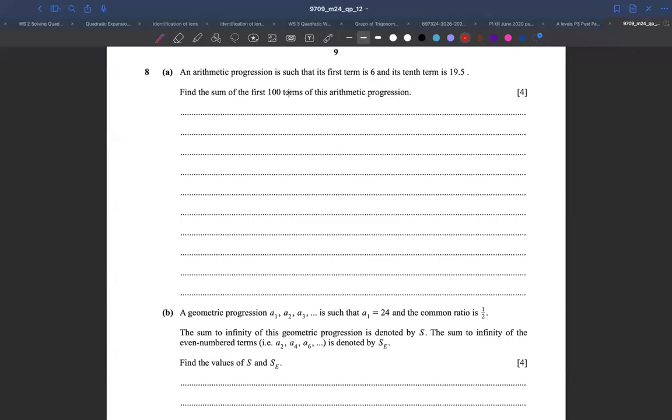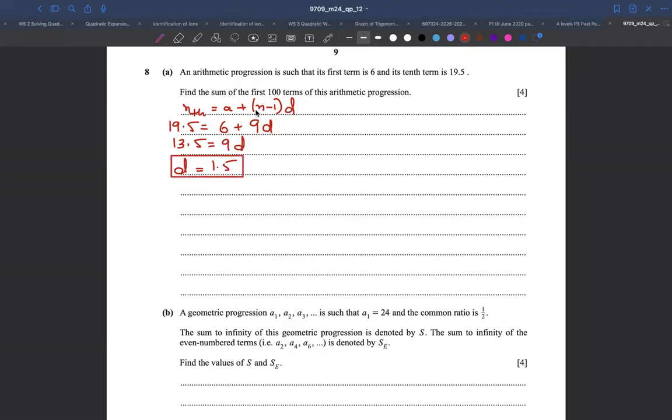An arithmetic progression is such that its first term is 6 and its 10th term is 19.5. Find the sum of the first 100 terms of this arithmetic progression. Okay, nth term formula is a plus n minus 1 into d. So the 10th term is 19.5. First term is 6. 10 minus 1 is 9, d. 19.5 minus 6 is 13.5 equals 9d. d will be equal to 1.5.